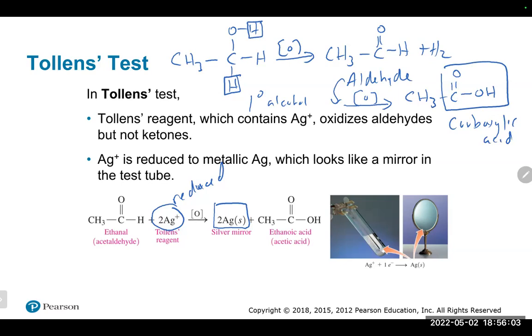So when you take a primary alcohol and you oxidize it once, you get an aldehyde. If you take that aldehyde and put it through an oxidation, you will get a carboxylic acid. And that is different than what happens when you take a secondary alcohol.